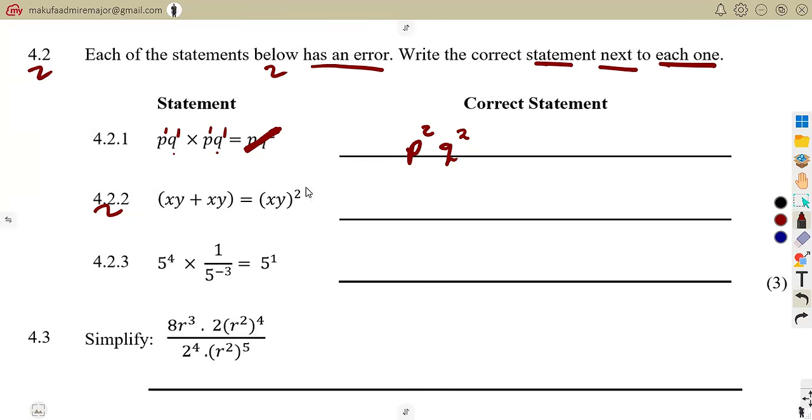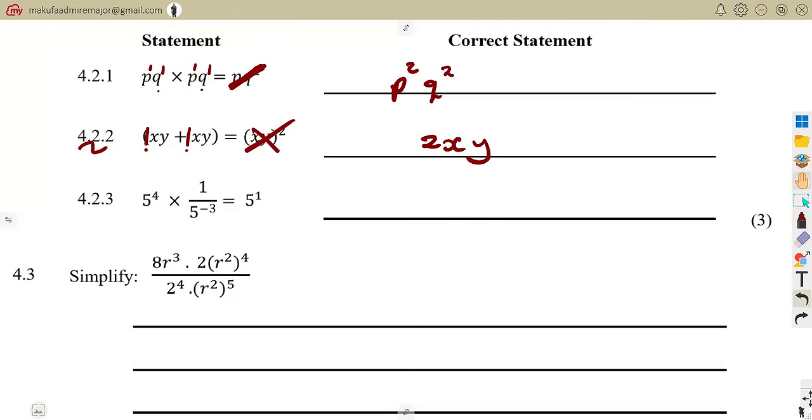4.22. XY plus XY, it cannot give us this. This is addition. These are like terms. So this is 1, this is 1. So we are simply adding 1 plus 1, which is algebraic expressions.